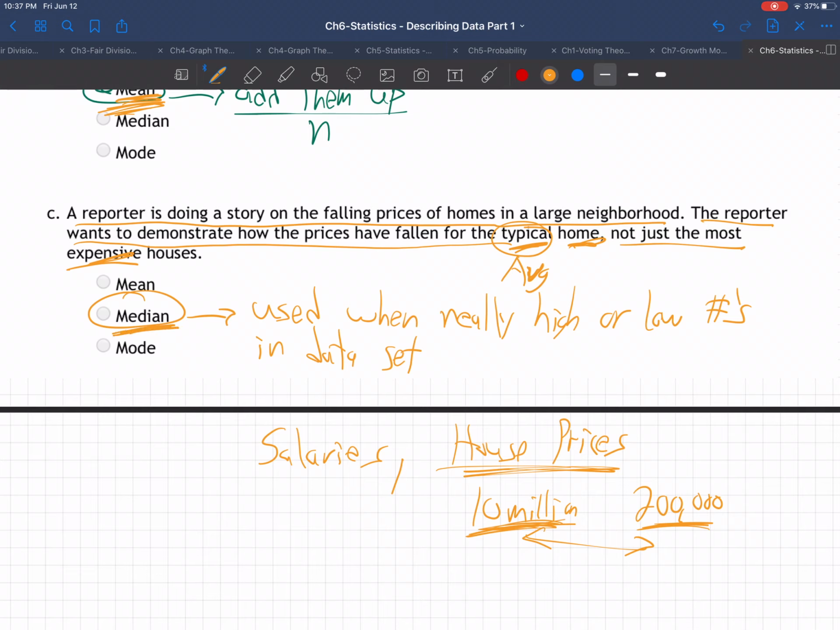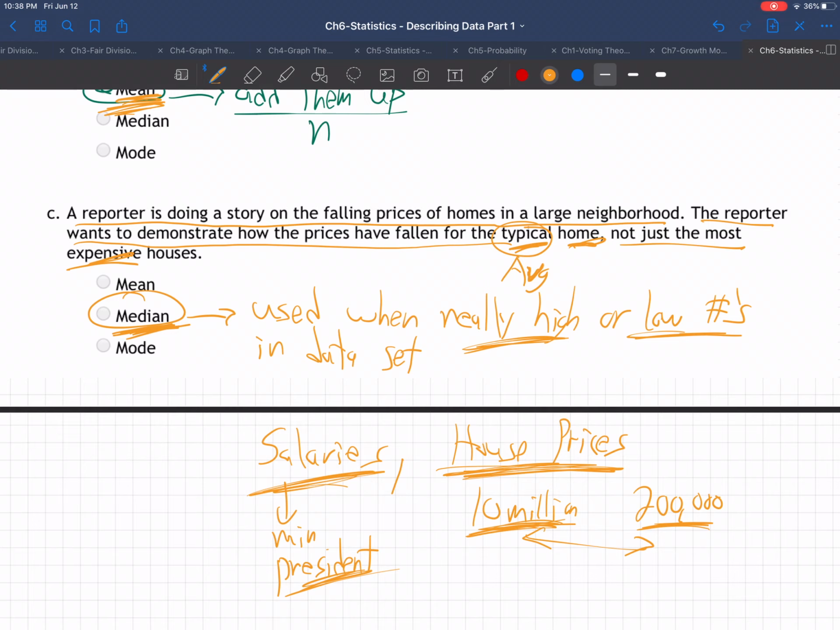But the median, that's what they use. If you watch the news, whenever you see reports of house prices in a city or salaries in a company, you have the people making minimum wage, then you have the president of the company making a lot of money. And so you can't just add their salaries and divide by 2. The president's salary will make the average seem really high. So when you have really high or really low numbers, that's when it's better to use the median.